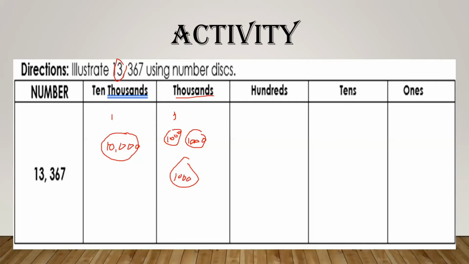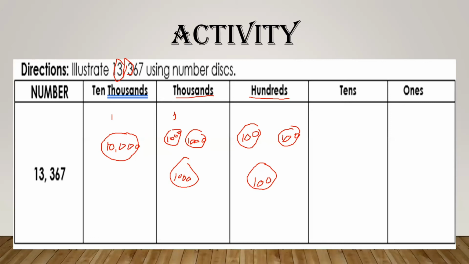Then next is yung hundreds natin. So yung hundreds natin ay 3 din. So therefore, we have tatlo ding disk na naglalaman ng hundreds. Puro 100. So tatlong 100. And this one also is 100.